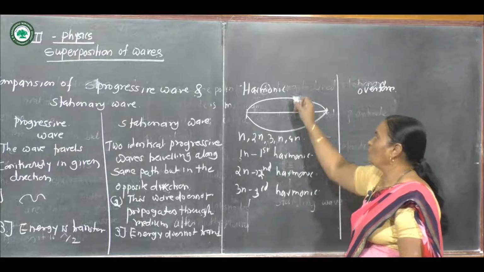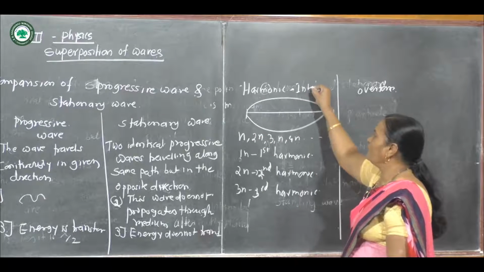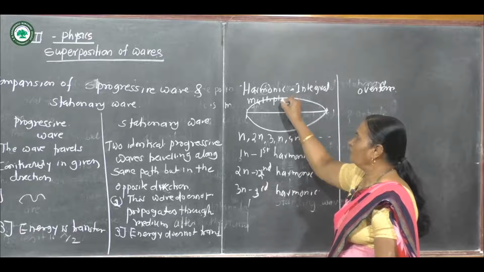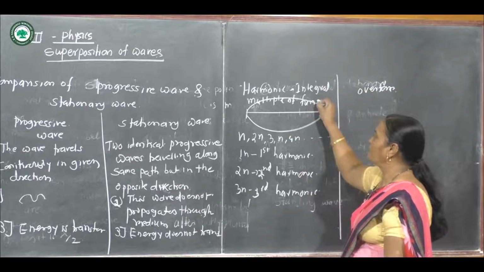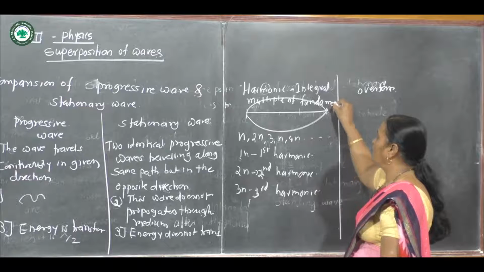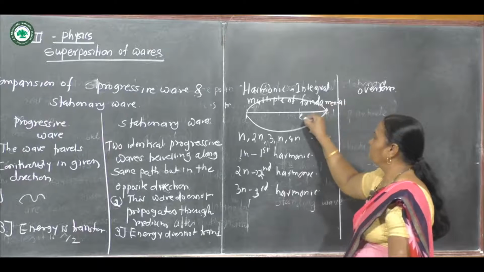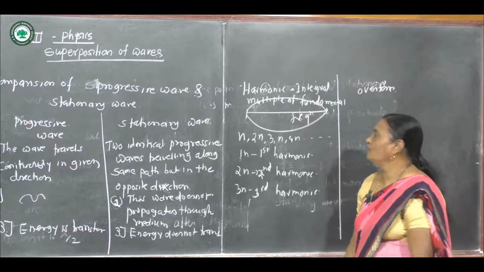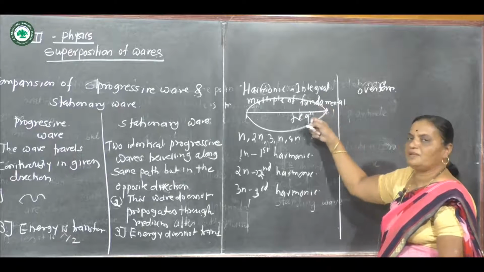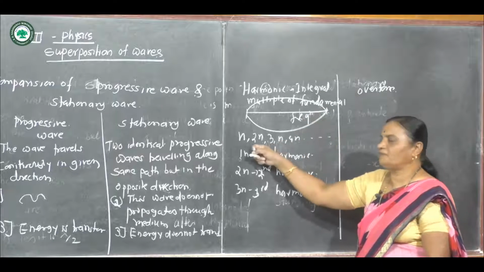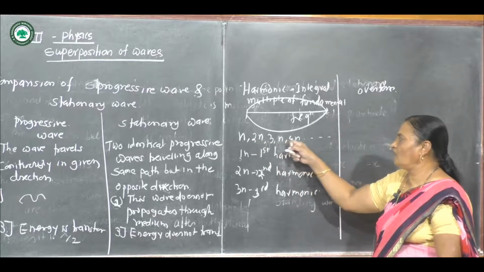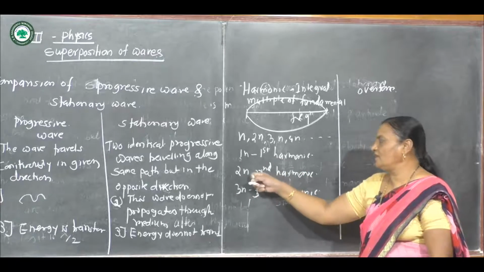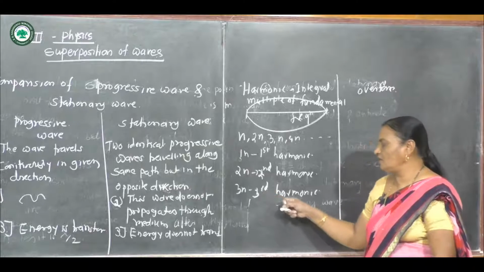We can say that a harmonic is an integral multiple of the fundamental frequency. Any mode consists of the frequencies n, 2n, 3n, 4n, etc. 1n is the first harmonic, 2n is the second harmonic, 3n is the third harmonic.